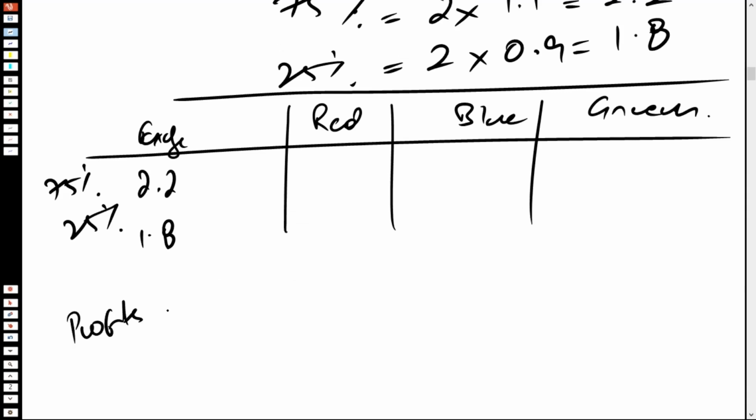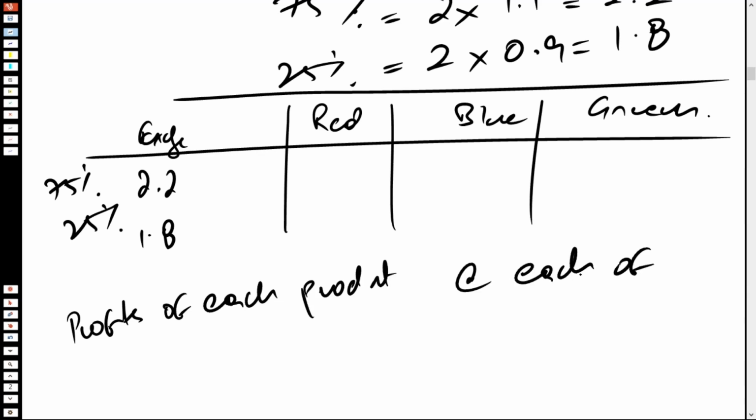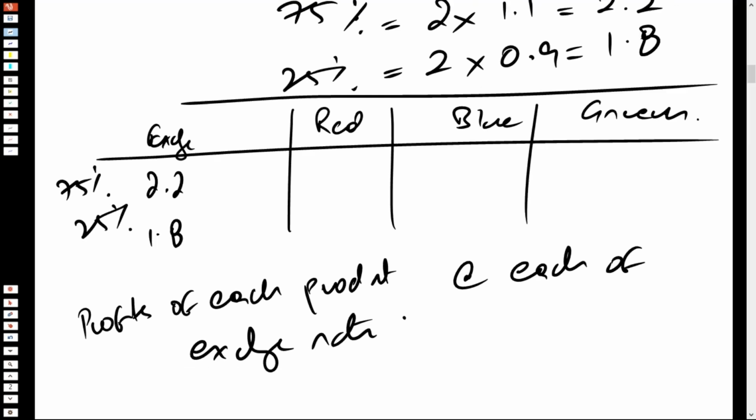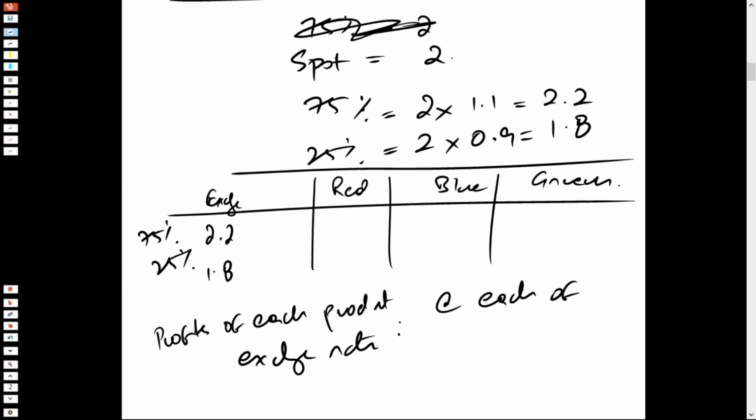You need to calculate the profits of each product at each of the exchange rates. That is something that you have to do. That's the first step before we can go on to doing more calculations. This question would require a lot of calculations, and you need to calculate the profit of each product at each of the exchange rates, because this is what the relevant variations are.